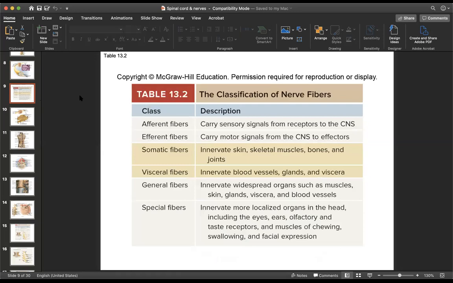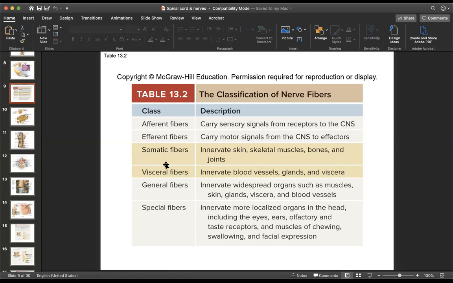Again, there's various ways of classifying nerve fibers. Again, I just kind of threw this in there so you'd be aware. Afferent carries signals to the CNS. Efferent carries signals away from the CNS. So afferent is sensory, efferent is motor. Somatic innervates skin, skeletal muscle, bones, and joints, usually things that you can control or you can sense. Visceral fibers innervate blood vessels, glands, and viscera. All right, the viscera, your guts, your organs, the abdomen.